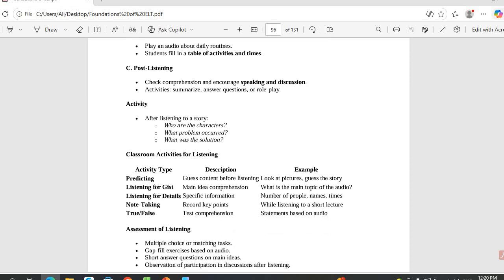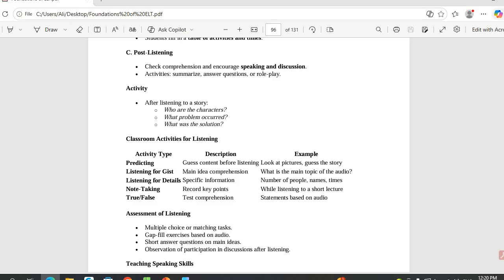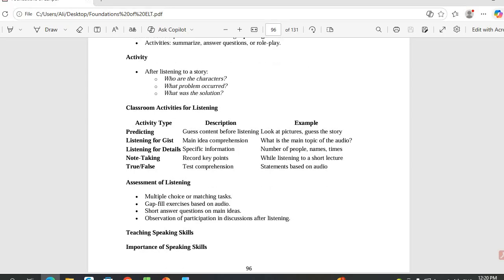After listening, post-listening, check comprehension and encourage students' speaking and discussion. Activities: summarize, answer questions or role play and all these activities. Now do this activity. After listening to a story, who are the characters? What problem occurred? What was the solution? This is after listening.